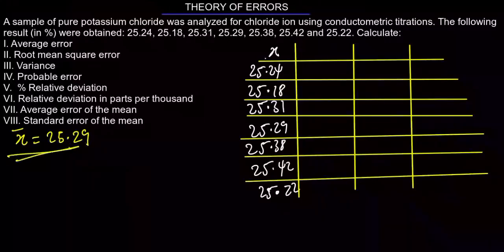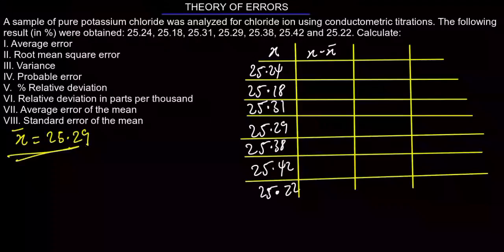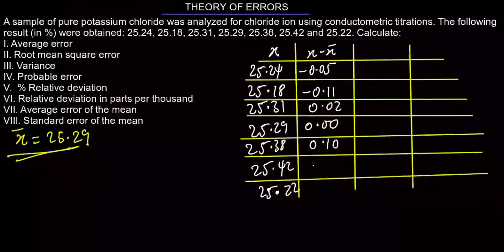So the next thing on our table will be what? X minus x bar. So that is these values minus the mean. 25.24 minus the mean will give me minus 0.05. This will give me minus 0.11. This will give me 0.02. 25.29 gives 0.00. 0.38 will give me 0.10. 0.42 will give me 0.13. And this one gives me minus 0.07, that's 25.22 minus 25.29. This is what I have.